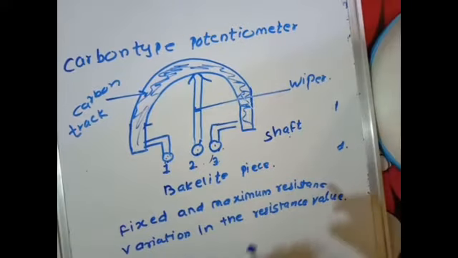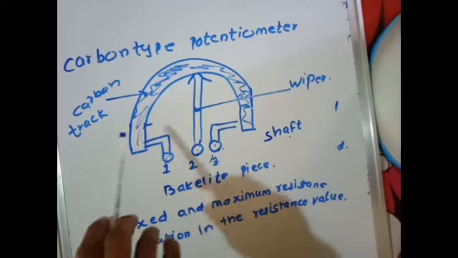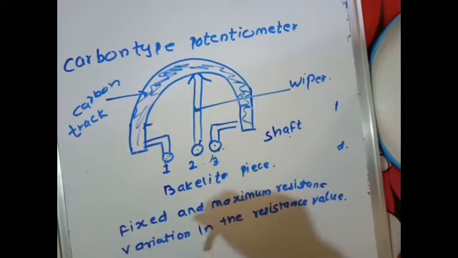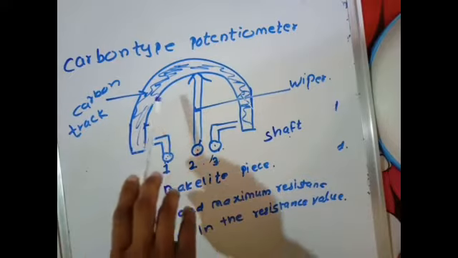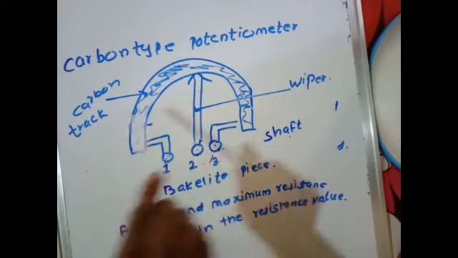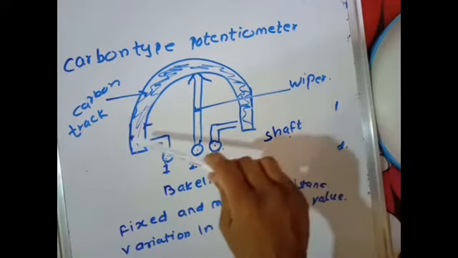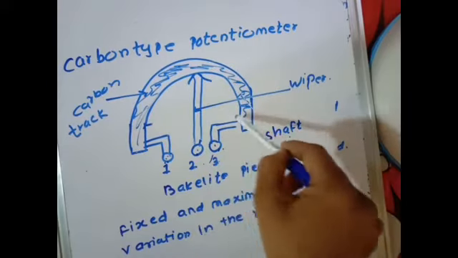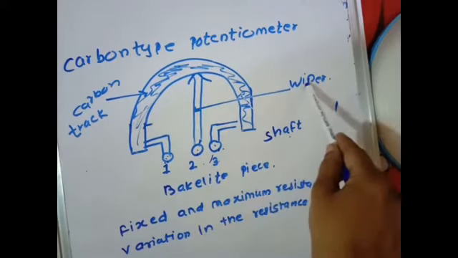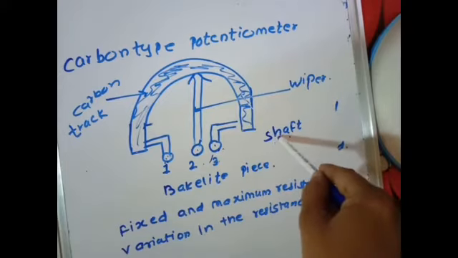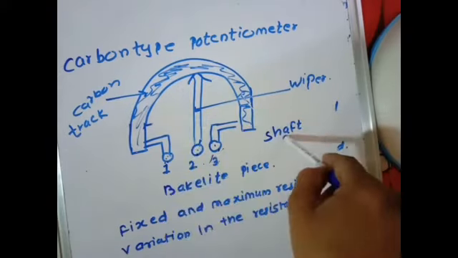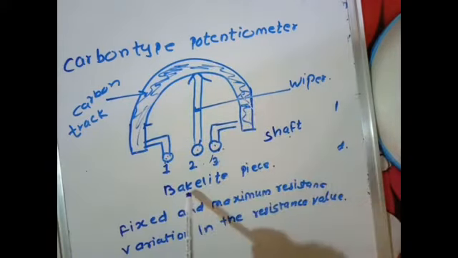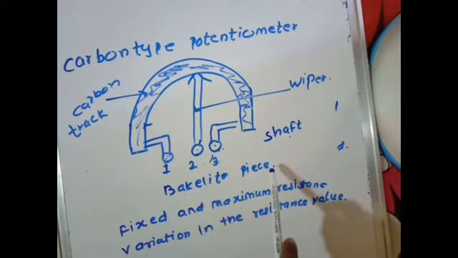So it is a carbon type potentiometer. In the carbon type potentiometer, the construction is the same. A movable metal pointer, known as the wiper, moves on this carbon resistive track shown in the figure. The wiper is attached to the shaft, which may be a metal or plastic shaft. The resistive carbon material is deposited on a bakelite piece.